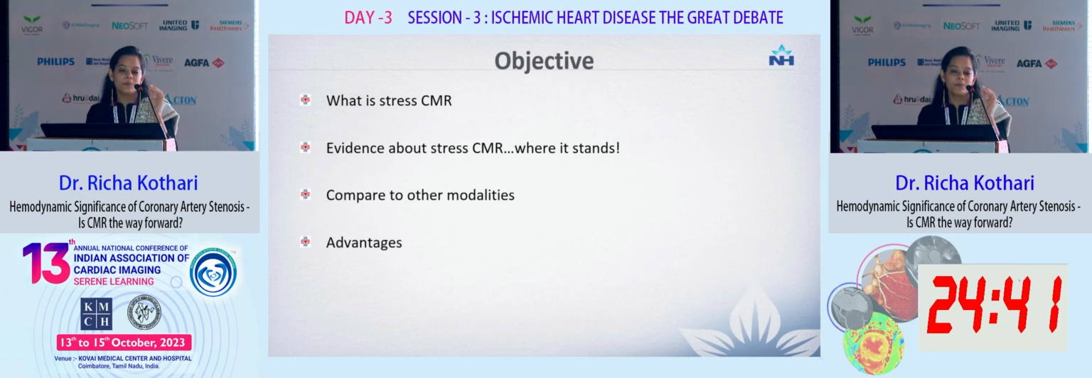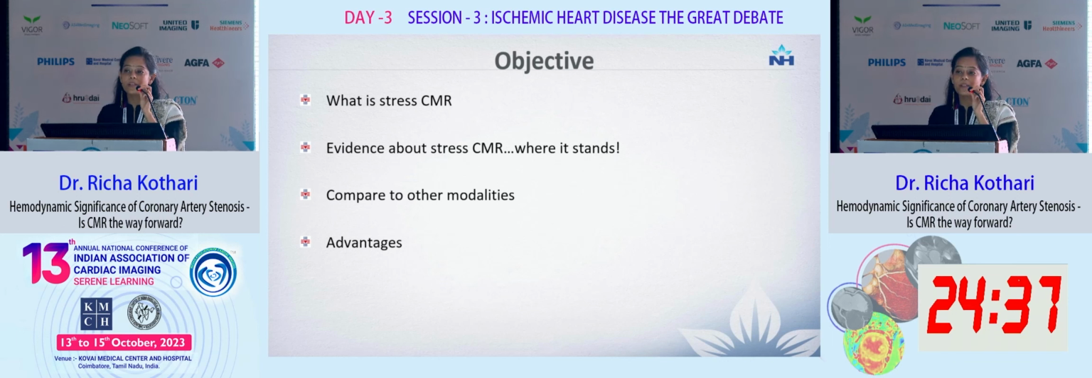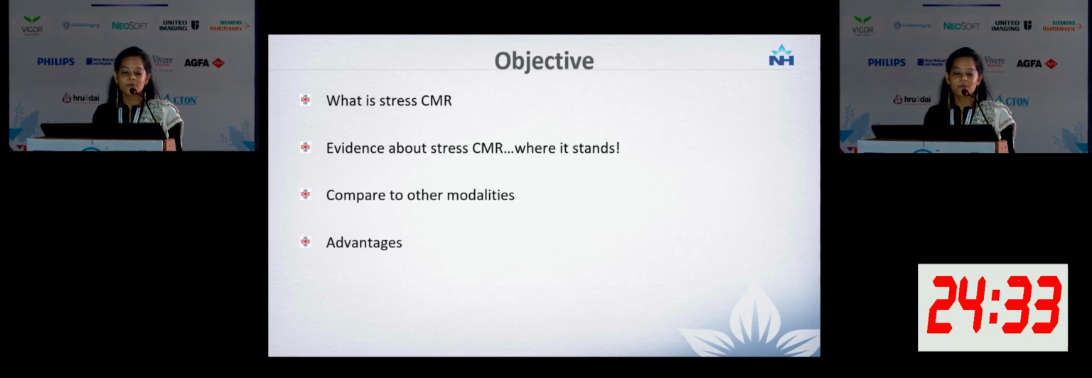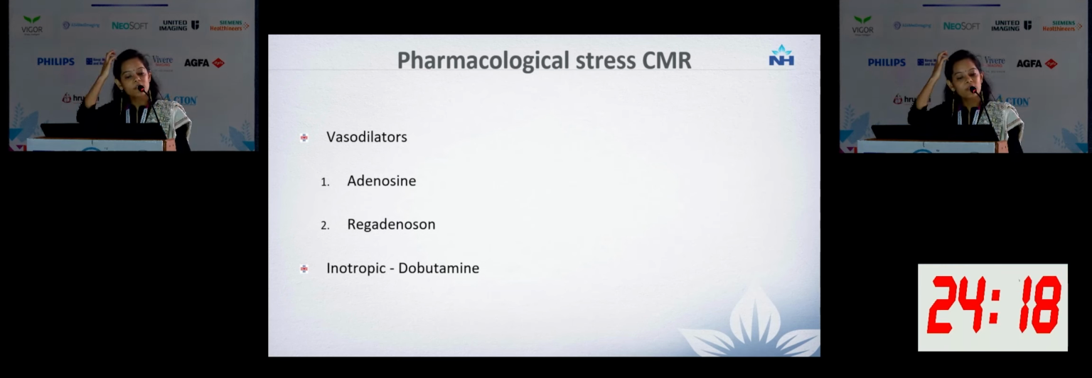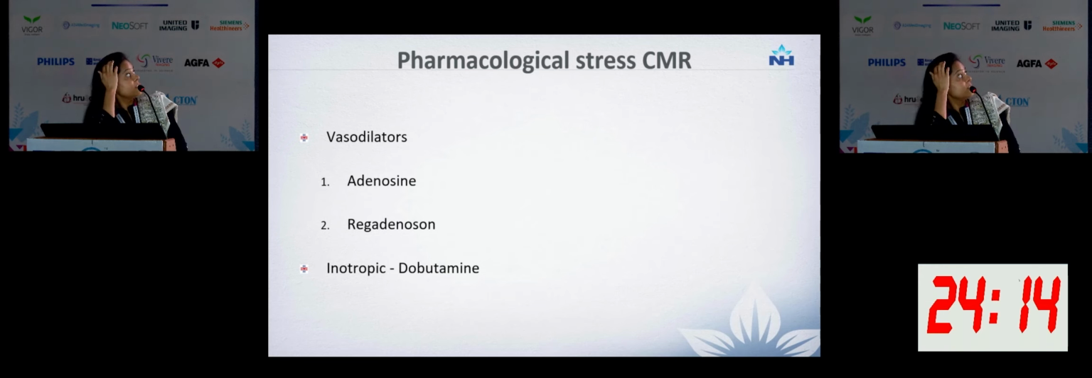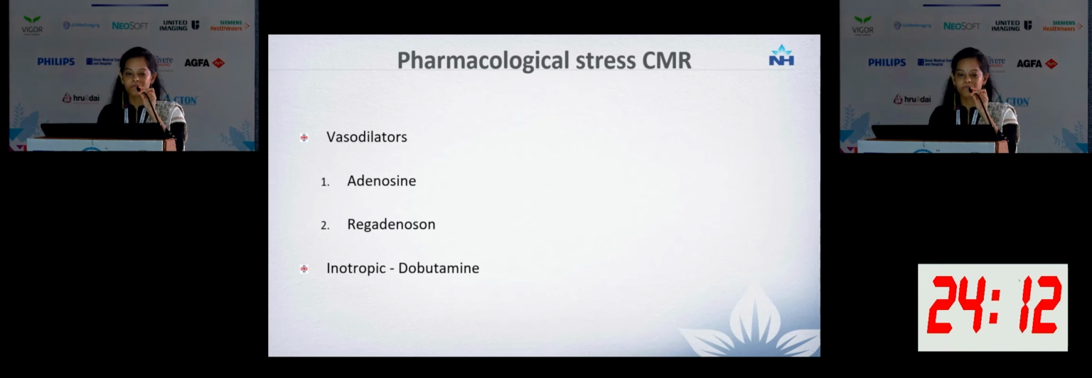So I'm going to talk about what is stress CMR and what is the evidence about it, where does it stand, how does it compare to other modalities, and what are the advantages. In MRI, we do pharmacological stress MRI, as we obviously cannot do physiological stress as of today. Adenosine and regadenoson are the two vasodilators we can use. Dobutamine stress also can be done. We commonly use adenosine stress.